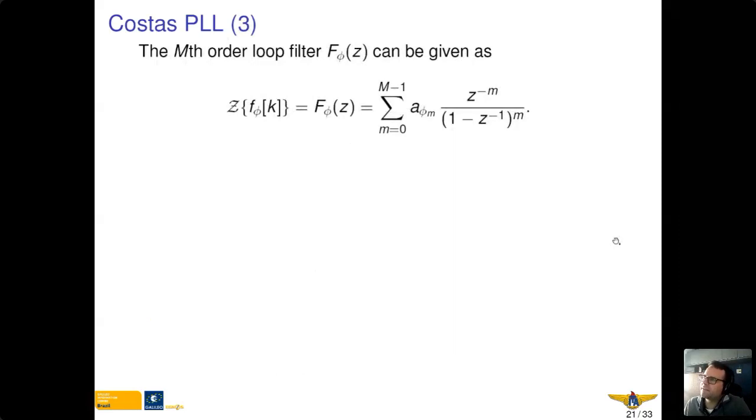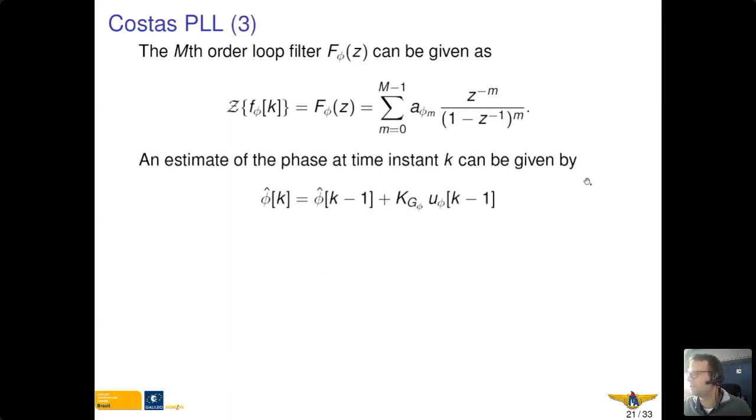The definition of the loop filter is very similar here. It's a higher order integrator. We have now filter coefficients A phi of m. This is for our design of the loop. Then again, we can also define the integrator as for the DLL: phi hat of k equals phi hat of k minus 1 plus a gain of the integrator times the signal from the output of the loop filter.